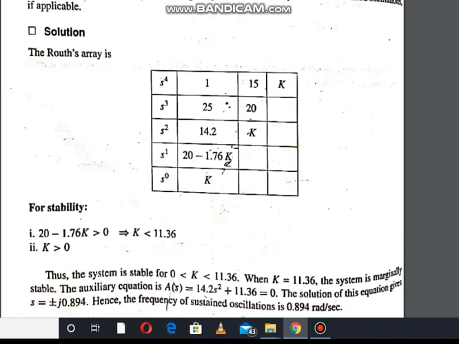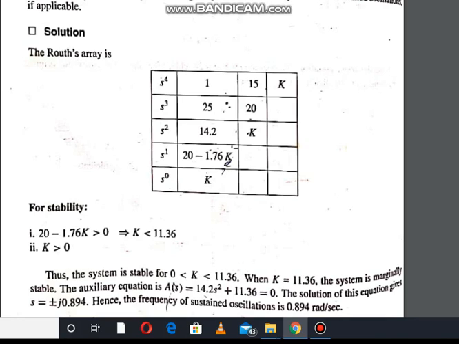A of s is equal to 14.2 s square plus k is equal to 0. So here k is 11.36. So I can write A of s is equal to 14.2 s square plus 11.36 is equal to 0.